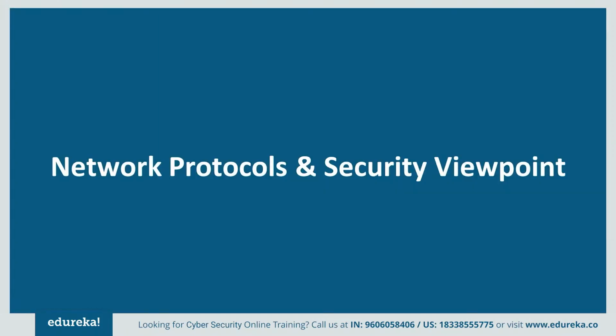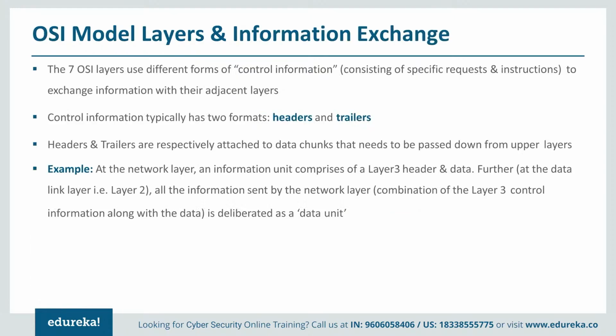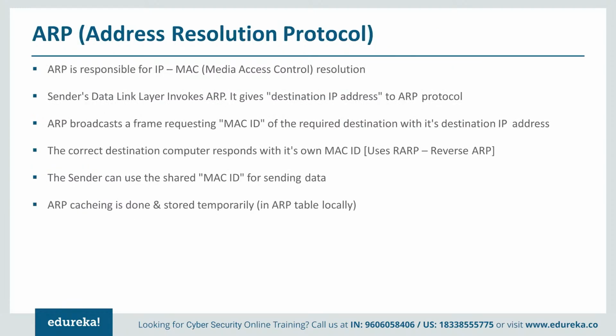Network protocols and security viewpoint. What is a set of instructions? A protocol. A protocol is nothing but a set of instructions on how to move data from device to device. So the OSI model is the fundamental which makes any device from any vendor able to communicate and connect to another network. Typically, it uses headers and trailers so that it is easy for the data to be sent from one layer to another layer and to move across.